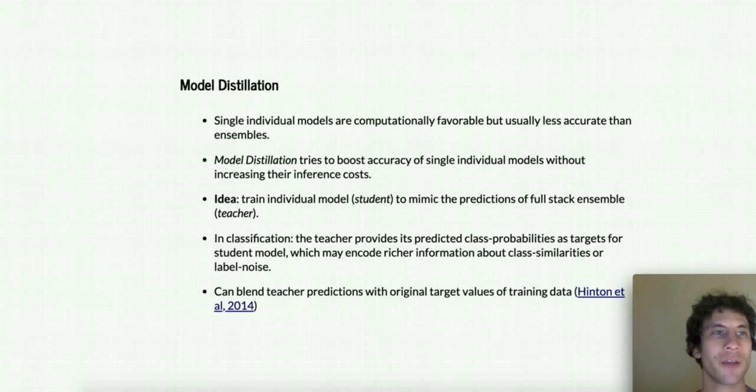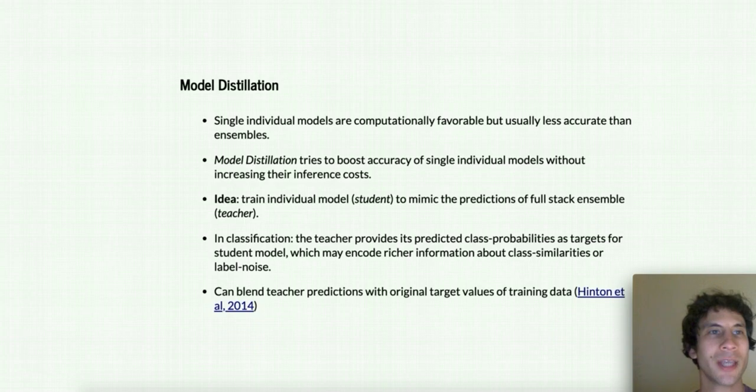Model distillation offers one way to try and retain the computational benefits of a single model while enjoying some of the accuracy boost that comes from ensembling. The idea is to train the individual model, which we now call the student, to mimic the predictions of the full stack ensemble, which we call the teacher. Rather than fitting the individual model to the training data target values, one can fit this student model to an alternative data set whose target values are predictions from the teacher.